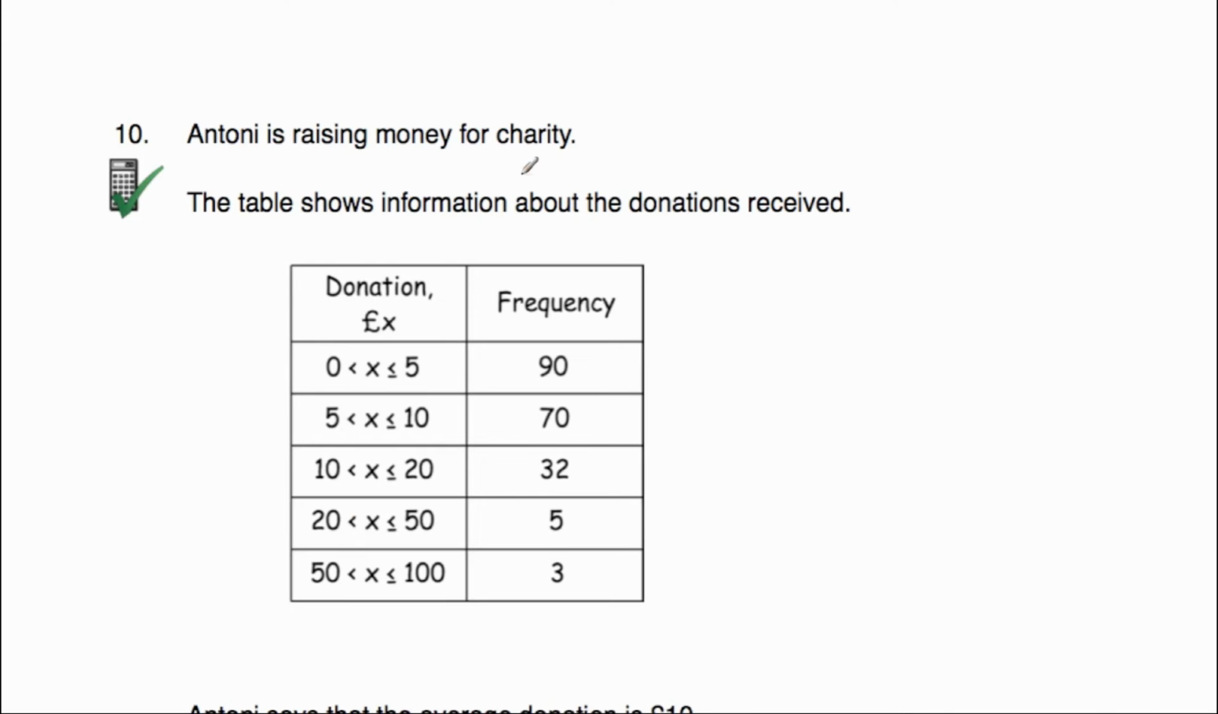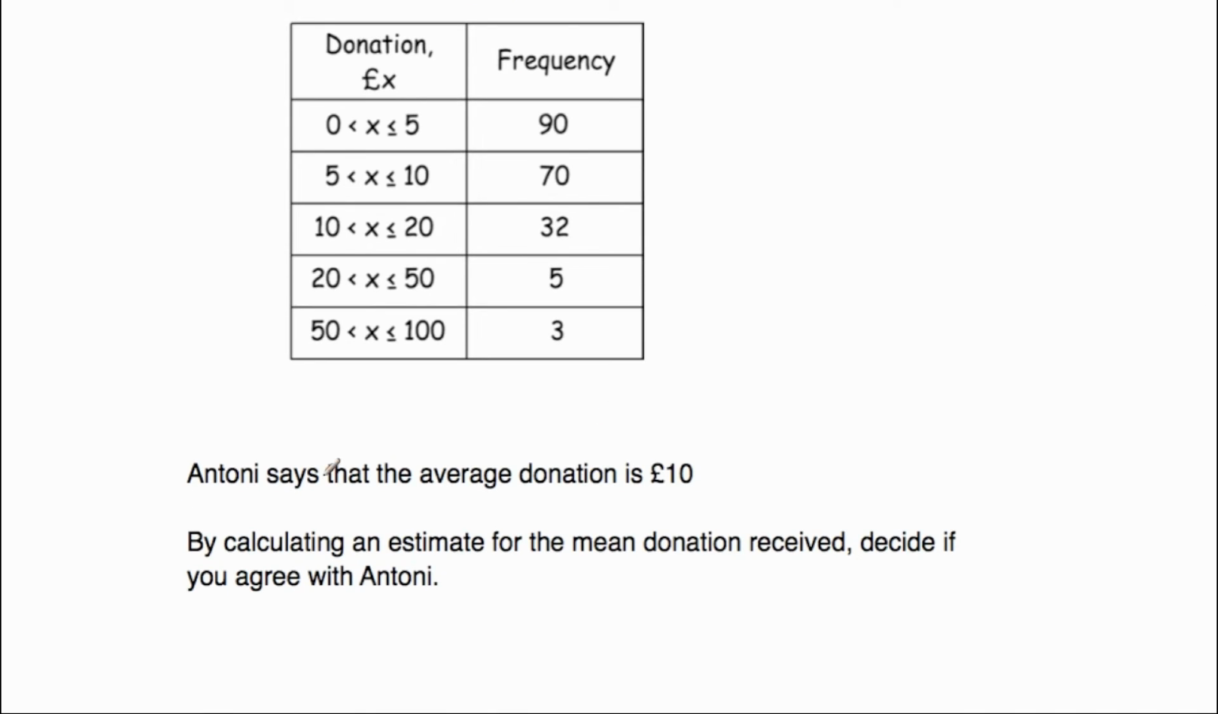So Anthony is raising money for charity, and the table shows information about the donations received. So we've got 90 people who have donated more than £0 but less than or equal to £5, 70 people who have donated more than £5 but less than or equal to £10, and so on. And the question says, Anthony says that the average donation is £10. By calculating the estimate of the mean donation received, decide if you agree with Anthony.